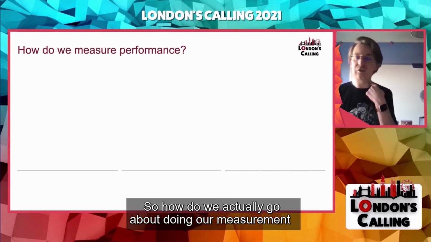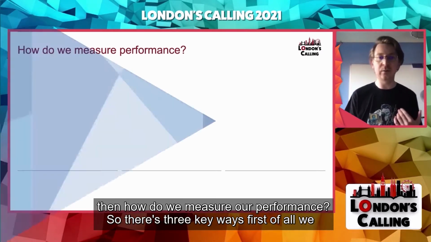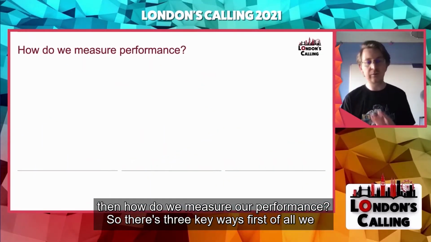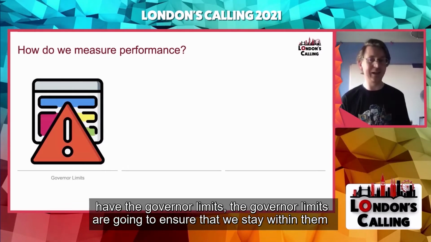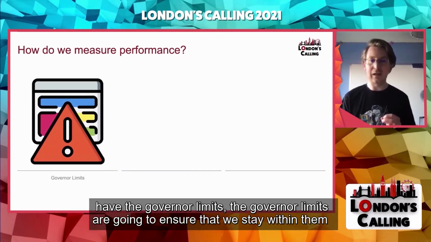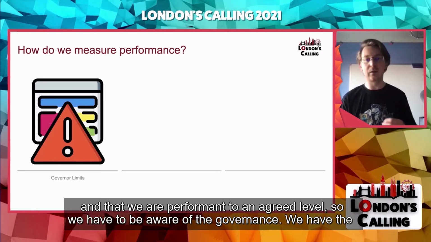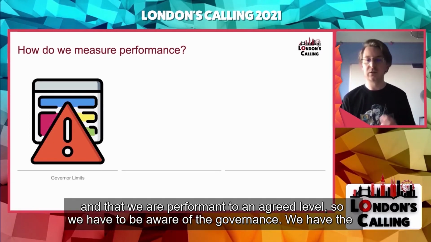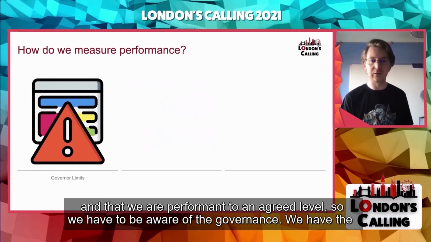So how do we actually go about doing our measurement then? How do we measure our performance? There are 3 key ways. First of all, we have the governor limits. The governor limits are going to ensure that we stay within them and that we are performant to an agreed level. So we have to be aware of the governors.